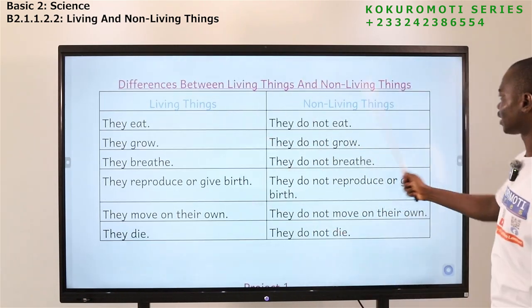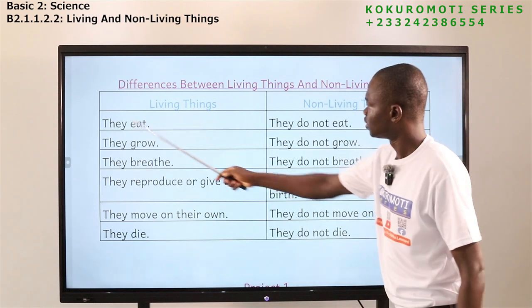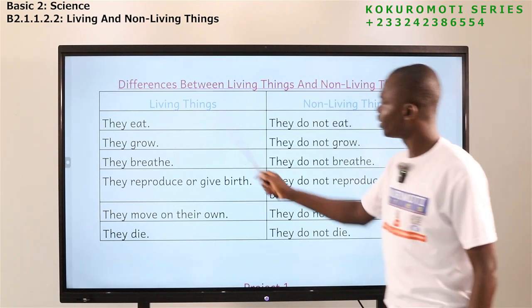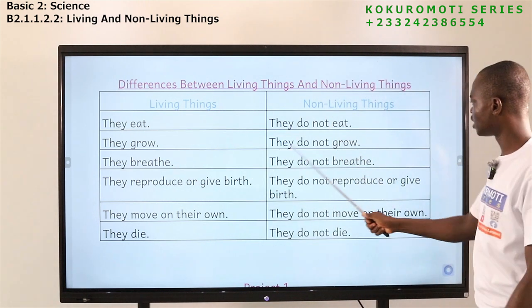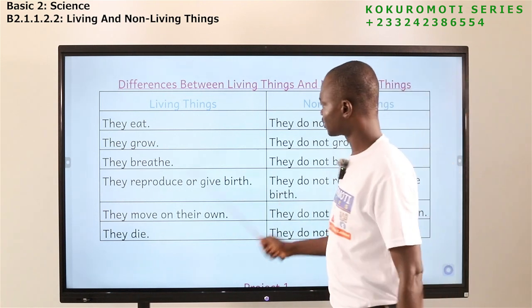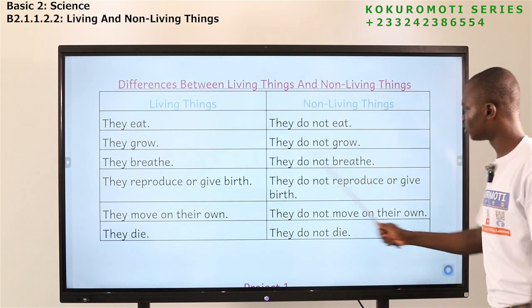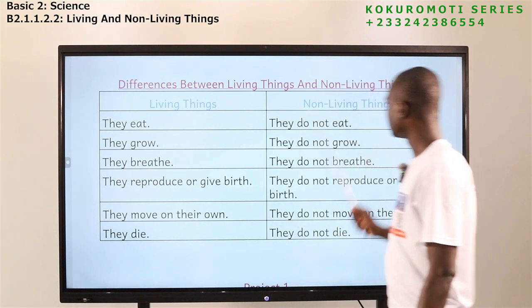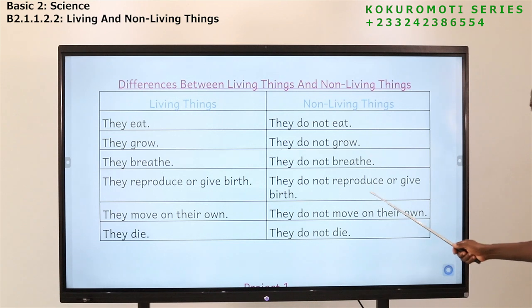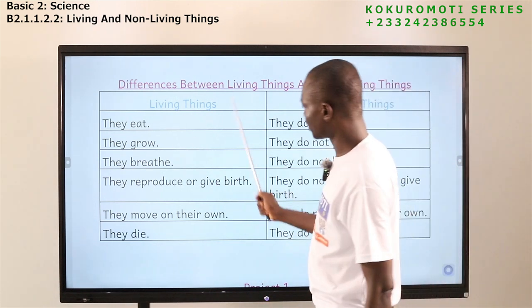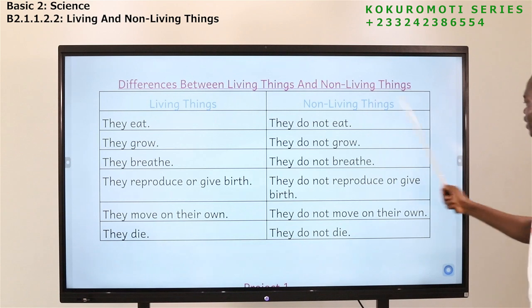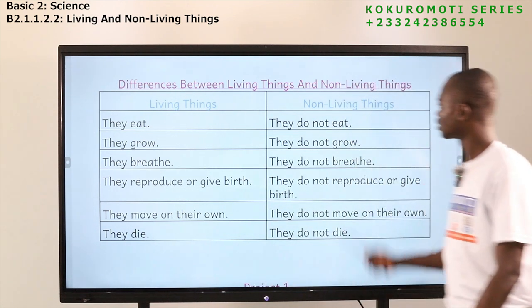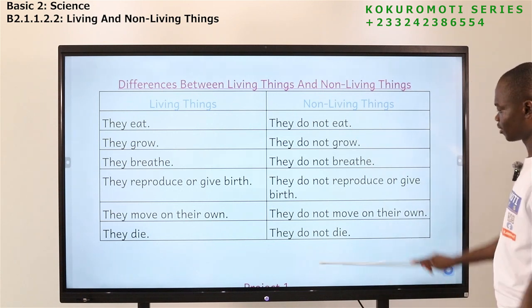Differences between living things and non-living things. Living things eat. Non-living things do not eat. Note that. Living things grow. Non-living things do not grow. Living things breathe. Non-living things do not breathe. Living things reproduce or give birth. Non-living things do not reproduce or give birth. Living things move on their own. Non-living things do not move on their own. Living things die. Non-living things do not die.